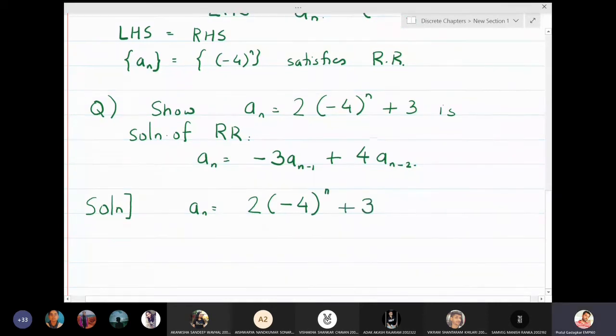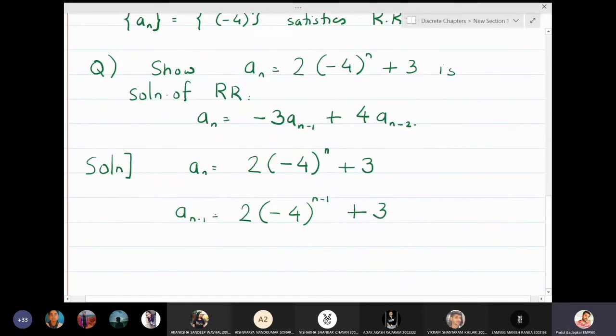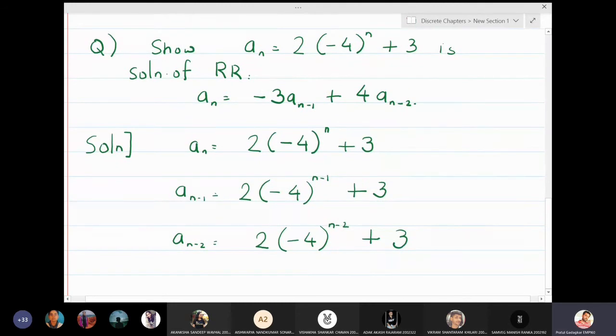What is an minus 1 equal to? An minus 1, just replace n by n minus 1: 2 into minus 4 raised to n minus 1 plus 3. What is an minus 2? An minus 2 is 2 into minus 4 raised to n minus 2 plus 3. So I have an minus 1, an minus 2 and an. Everything is ready with me.